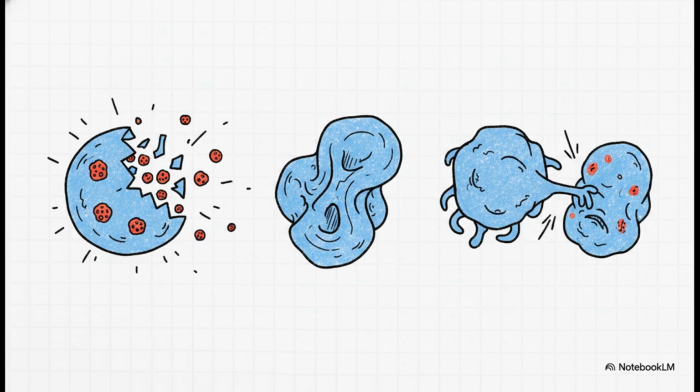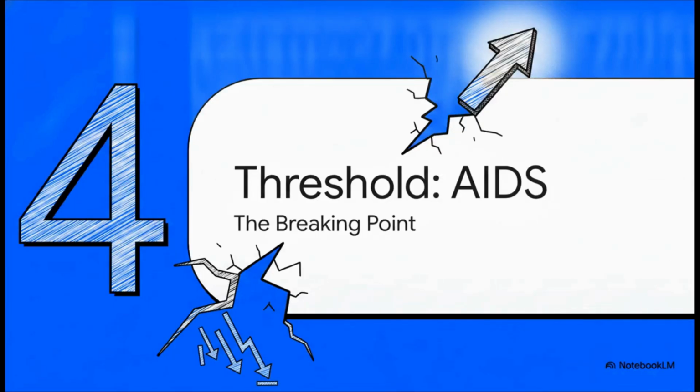HIV destroys CD4 cells through direct viral cytopathic effects, which is essentially just bursting the cell open as new virions are produced. It also triggers apoptosis, meaning the infected cell is programmed to just destroy itself. And perhaps most tragically, the immune system actually recognizes its own infected CD4 cells and starts attacking them, in a process called immune-mediated killing. And that leads us to part 4, crossing the threshold into AIDS.